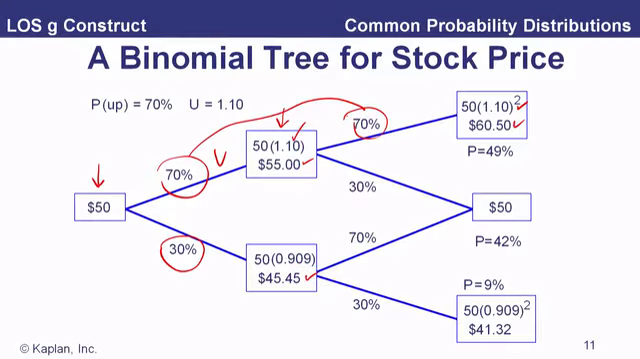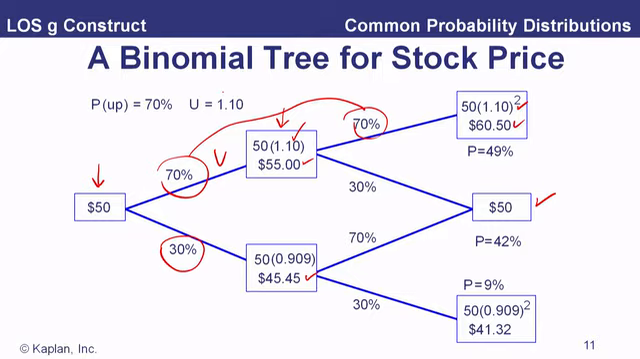And then we also could have a down move. So if we have an up move followed by a down move, well, the way we structured our up factor and our down factor, if we go up and then down, we get right back to 50. It doesn't have to be like that, but that's often the way we do it to simplify things a little bit. Well, what's the probability of 50 at the end of the second period?